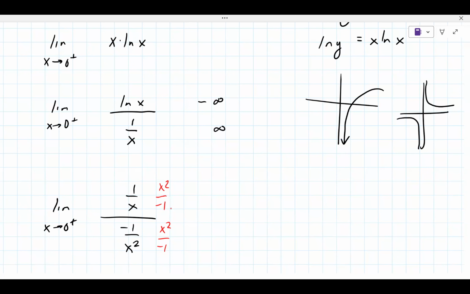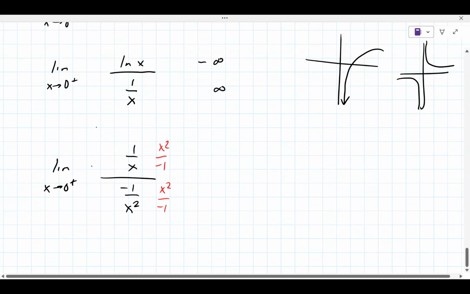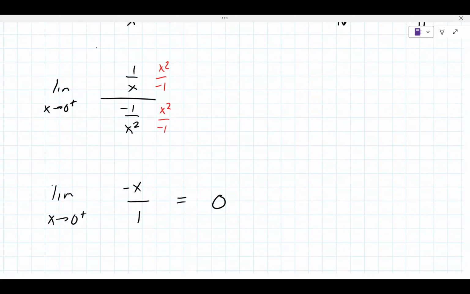x squared over x, or -x over 1. So yeah, that's right. It's really the limit as x approaches zero of -x, which ends up being zero.